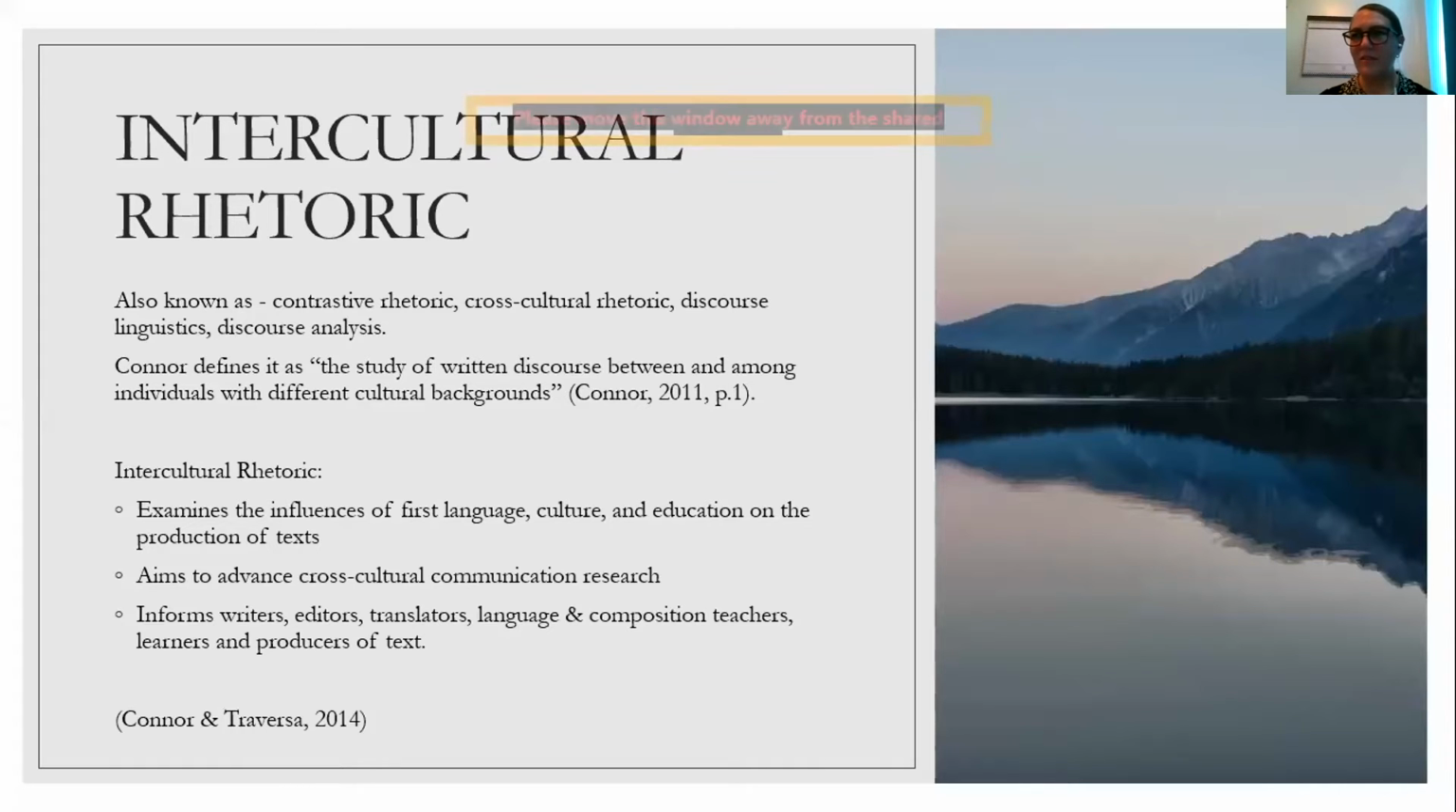Okay, so let's begin here with an introduction to this approach. Intercultural rhetoric, also known as contrastive rhetoric, cross-cultural rhetoric, discourse linguistics, discourse analysis, is defined by Connor as the study of written discourse between and among individuals with different cultural backgrounds (Connor, 2011). Intercultural rhetoric examines the influences of first language, culture, and education on the production of texts, with the aim of advancing cross-cultural communication research. It helps to inform writers, editors, translators, and language and composition teachers, as well as learners among other users and producers of text.